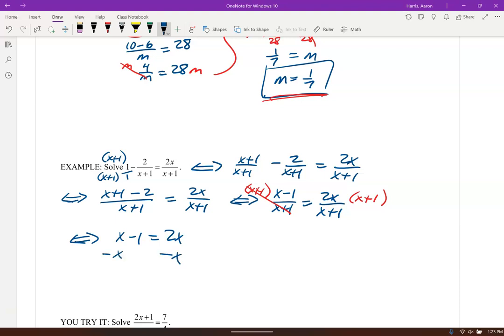Get all your x's on one side. -1 equals 2x minus 1x, which is an x. So x is -1. And now let's think about the original rational equation. What can x not be?